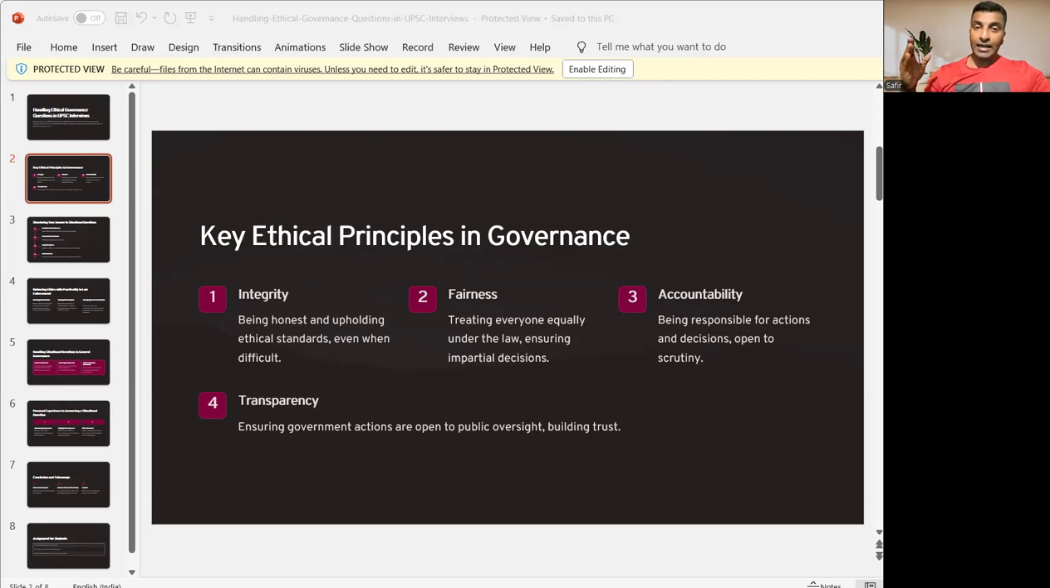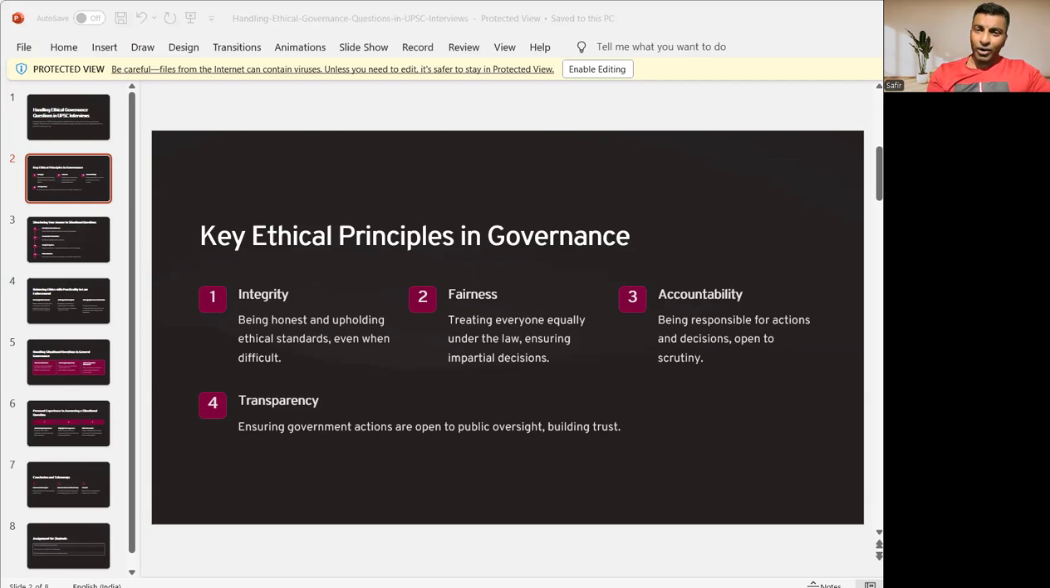These are the minimum fundamental ethical standards expected from a civil servant at any given point of time in any decision that you make. Integrity means, now these are things which I don't want to discuss here because you have already done the ethics paper in detail, and you might be scoring really well in that paper, but that doesn't make any impact here.